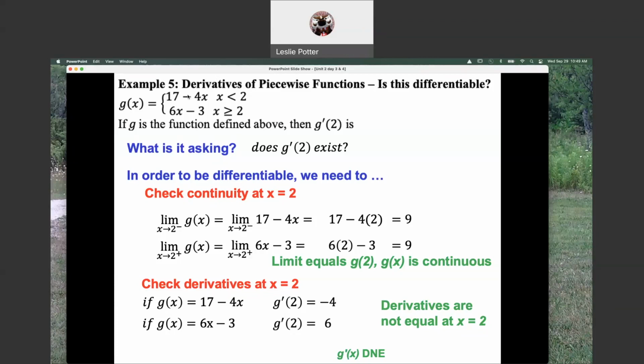What happens if these derivatives did match? If these matched, then that means I must have had really the same slope line coming through at that point. So it would be differentiable, it'd be nice and smooth there. Or maybe it was a parabola going off to a line nice and smoothly, or vice versa, a line coming into a parabola nice and smoothly.